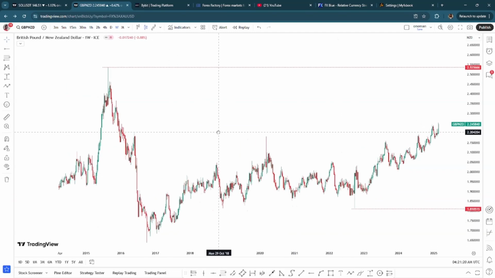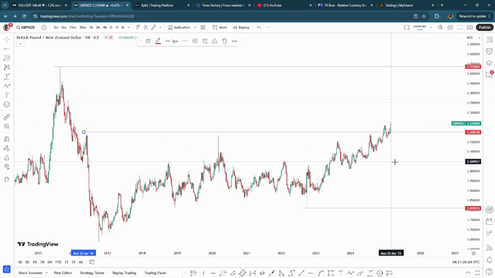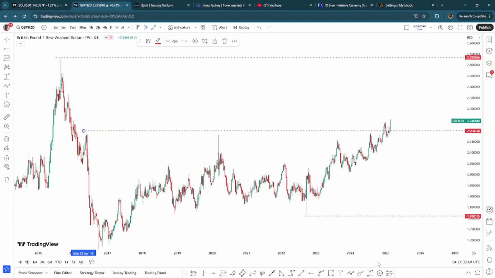When we move to the weekly time frame, the trend is a perfect series of higher highs and higher lows. We are buying. So we map out the weekly high and the weekly low. This narrows our chart down before we move to the daily time frame.